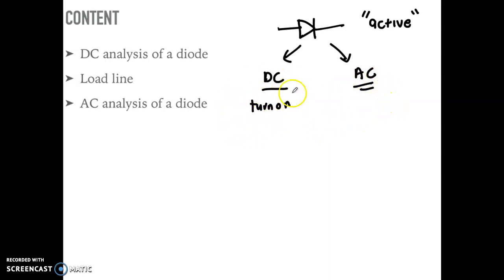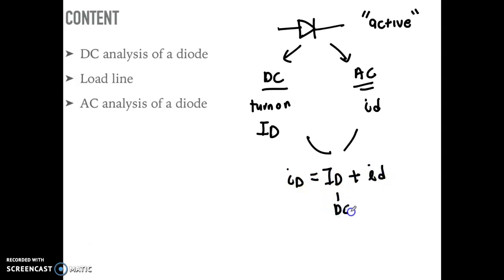In your DC supply, you denote with capital or small letters, so it will be all capital. In your AC, it will be all small. At the end, how do you combine the total? Small i capital D equals capital I capital D plus small i small d. This is DC, this is AC. So we go through one by one. First we learn about DC analysis, then AC analysis, and you will also learn about the load line, which is from the graph.